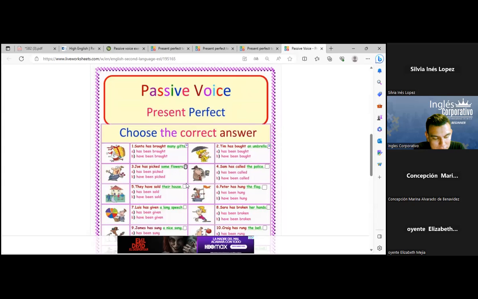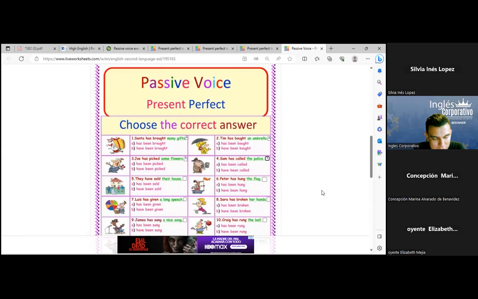Pero ahí el, ¿quién es? ¿Las flores o Joe? Cuando lo cambia. Joe has picked. Some flowers have been picked by Joe. Ajá. De ahí está hablando de the flowers. Okay. Four. Sam has called the police. The police have been called. The police has. Tengo mis dudas con eso. Si es have o has.